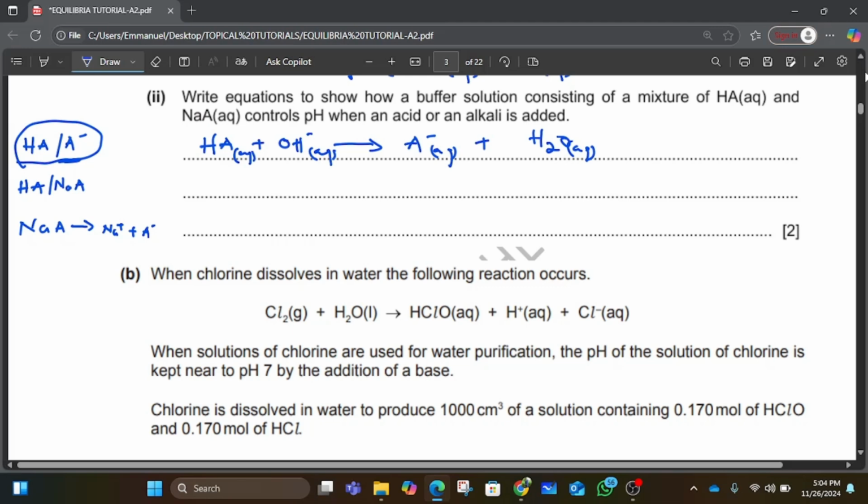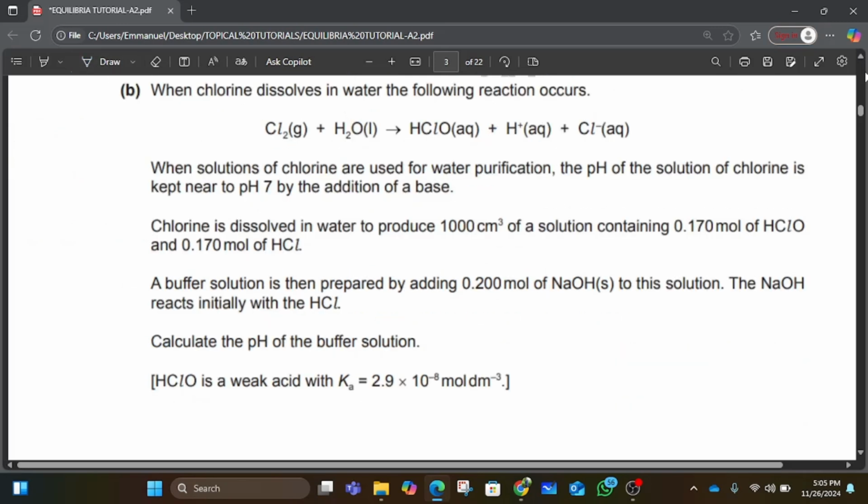The conjugate base from the acid, which is A minus, is also going to react when you add a small amount of an acid to this buffer solution. So H plus, I'm using H plus to represent any acid. So when you do this, you're also going to get HA. So this is how this buffering system acts as a buffer. These are the two equations. You write one with a base, and one with an acid.